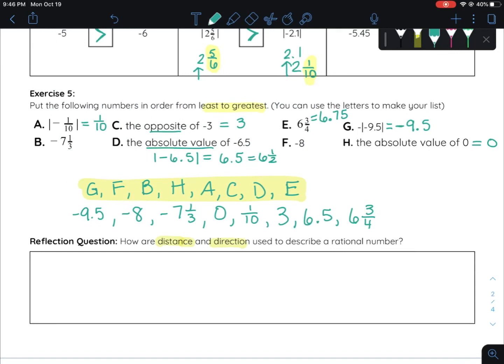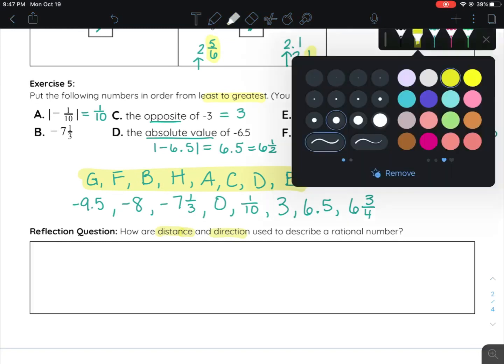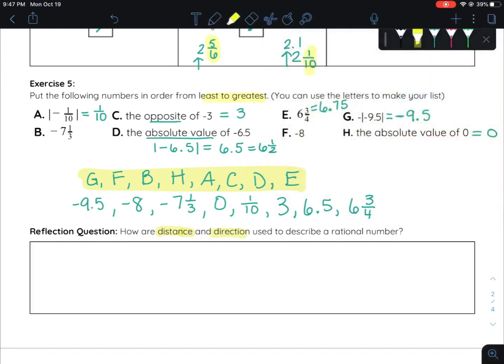And we're going to skip over exercise 5. I do have it written here if you'd like to pause the video and take a look at it and copy it down. But we aren't going to talk through it, so if you have any questions, you can just let me know. And finally, our last part here is our reflection question. How are distance and direction used to describe a rational number?